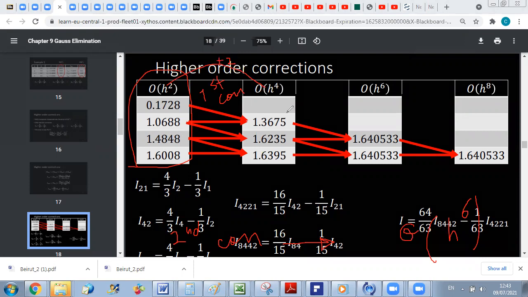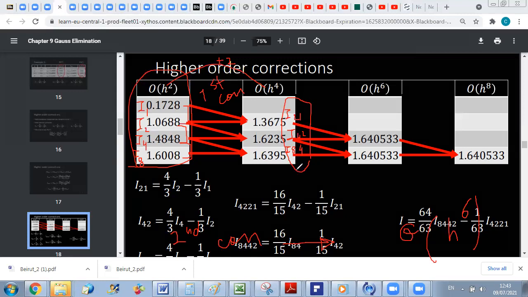So now I can get I1, I2, I4, and I8. The subscript stands for the number of segments used. Now I am combining I1 and I2 to find I21. This is the first correction I did between these two. The first correction between I2 and I4 gives me I42, and when I combine I4 and I8, I get I84. So all of these consist of the first correction.